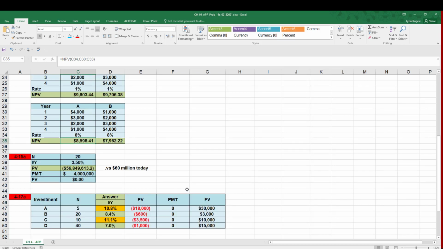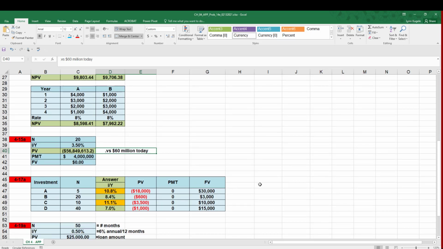15A. Congratulations, you just won the lottery. Would you rather have $80 million spread out in 20 equal annual payments of $4 million, with the first payment coming 1 year from now, or $60 million as a lump sum today? Assume a 3.5% discount rate. 3.5, 4 million, 56 versus 60 million today. Take the 60 million today.